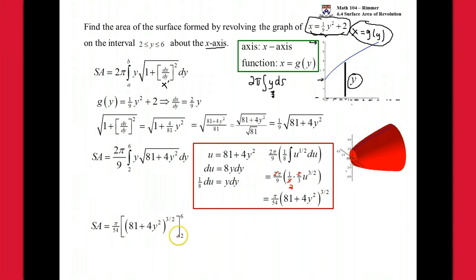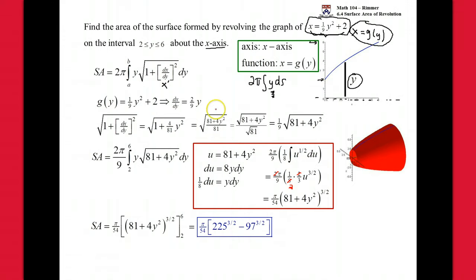Put a 2 in. 2 squared is 4. 4 times 4 is 16. 81 and 16 is like 97 to the 3/2. So 225 to the 3/2 minus 97 to the 3/2, with the power over 54 on the outside. Just leave it like that. Okay.